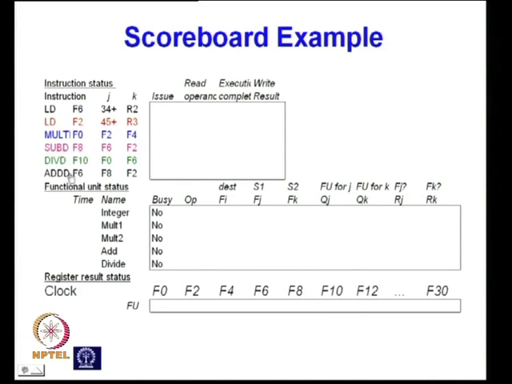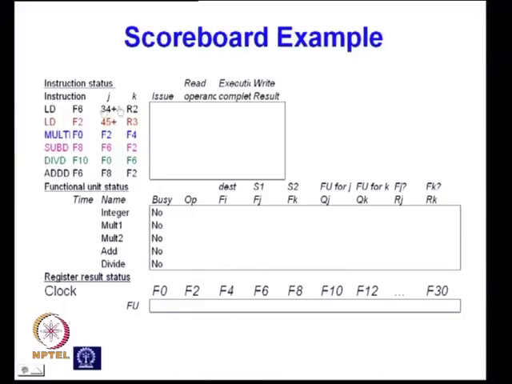So, these are the instructions, essentially the straight line code instruction, which is a basic block. It cannot operate beyond a basic block. These are the instructions to be executed, and right now the instruction status, functional unit status, and register result status are all empty. Now, let us start execution with the help of the scoreboard.